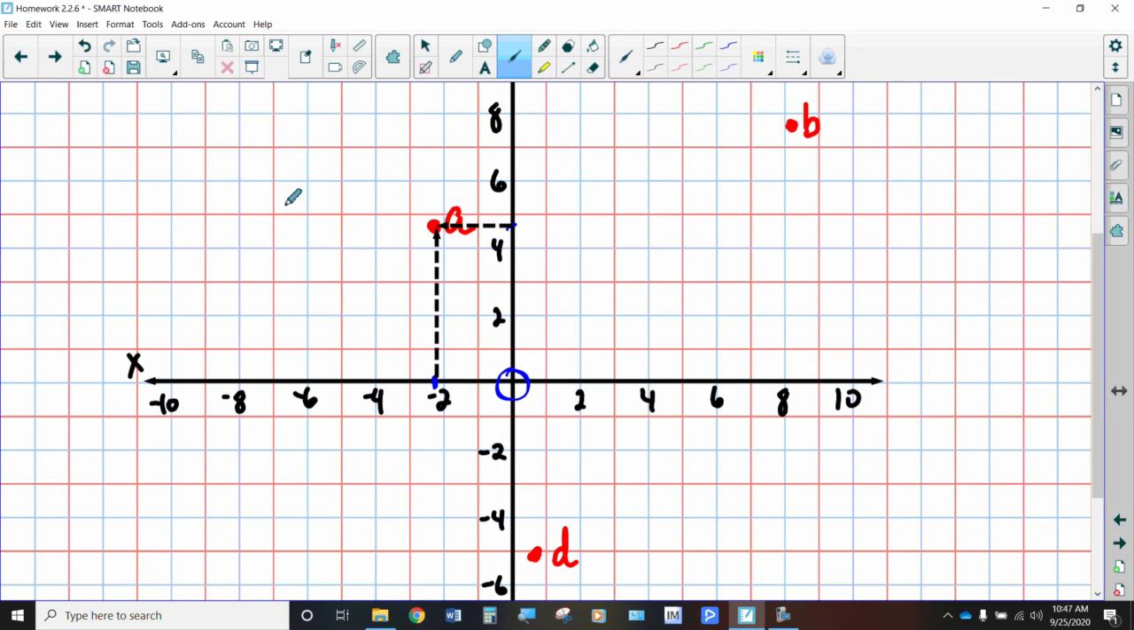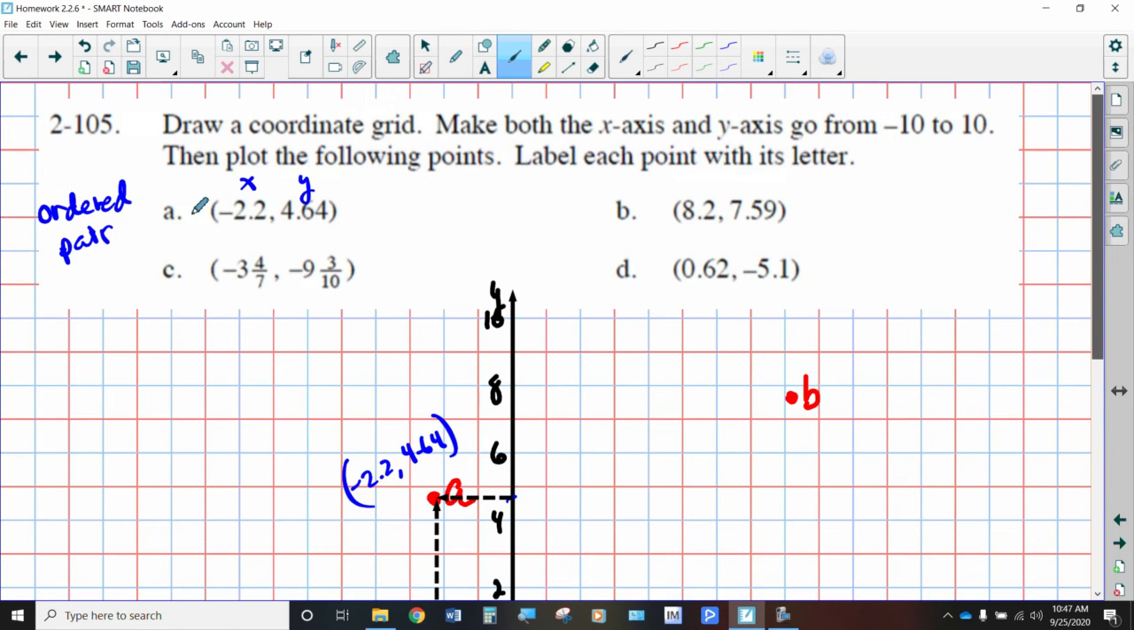And it's always a good idea to label it -2.2, 4.64, but I just labeled it as point A because there's point A right there. So you could do it either way. You could either use the letter that corresponds to the ordered pair, or you could actually write in the ordered pair. But it's really important that you plot the point and label which one we're looking at, okay?